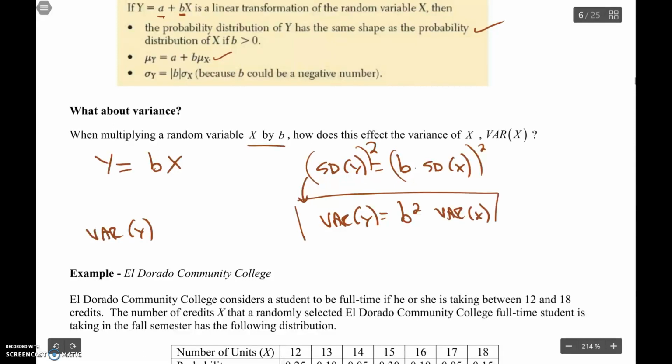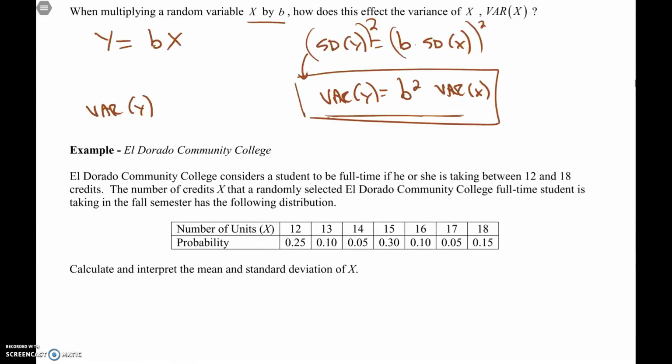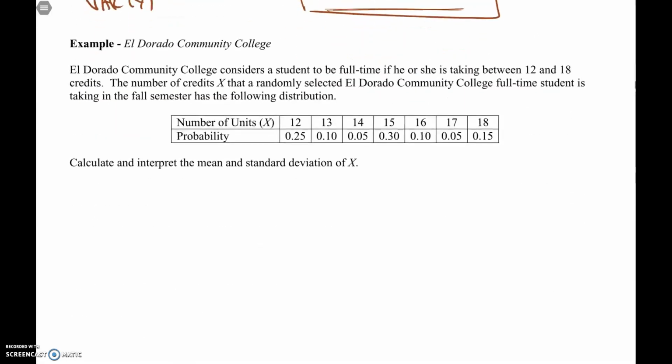So I just wanted to point out that we say we multiply measures of spread by b. Well, you multiply measures of spread by b if they're in the same units that the original data was in. Variance is not. Variance is the square. So just be careful about that. You don't multiply the variance by b, you multiply the standard deviation by b.